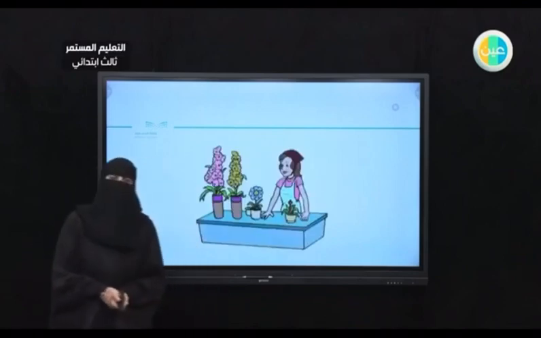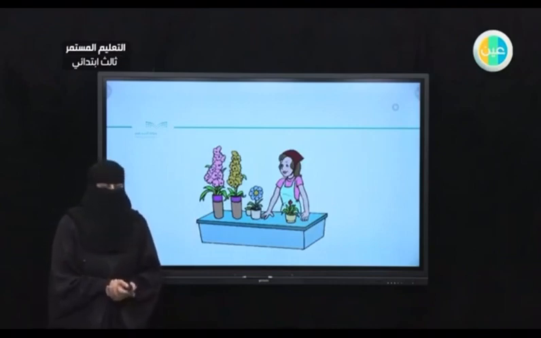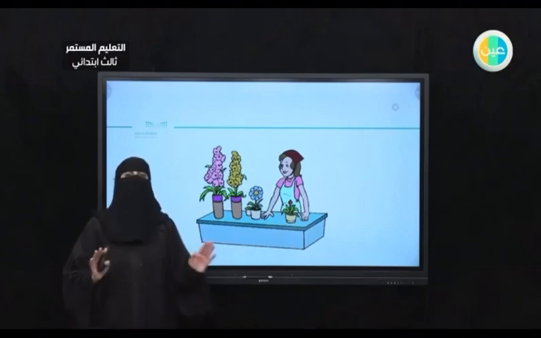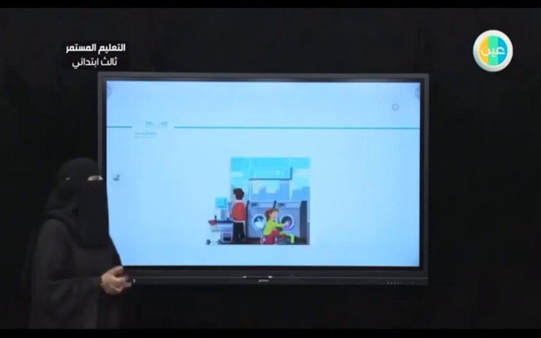And how about this place or this shop? It's called a flower shop. Very good. What can you get from there? Flowers and flowers only. Very good. Now, how about this place, my dear student?